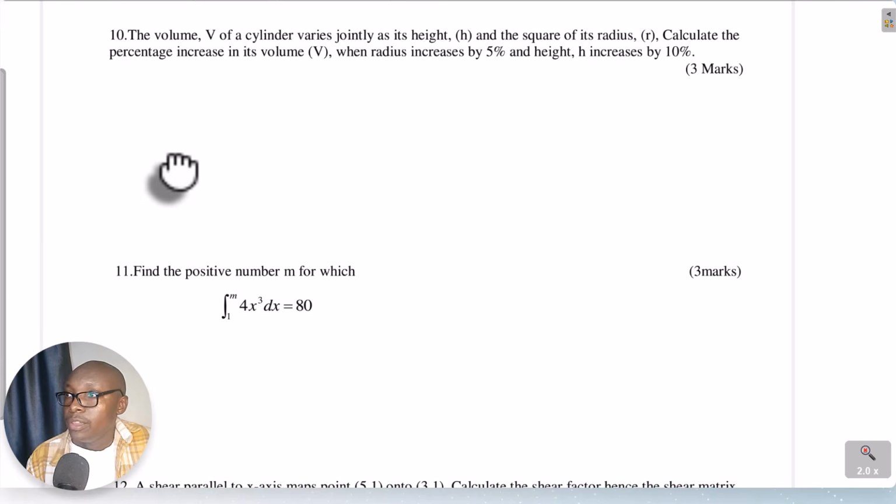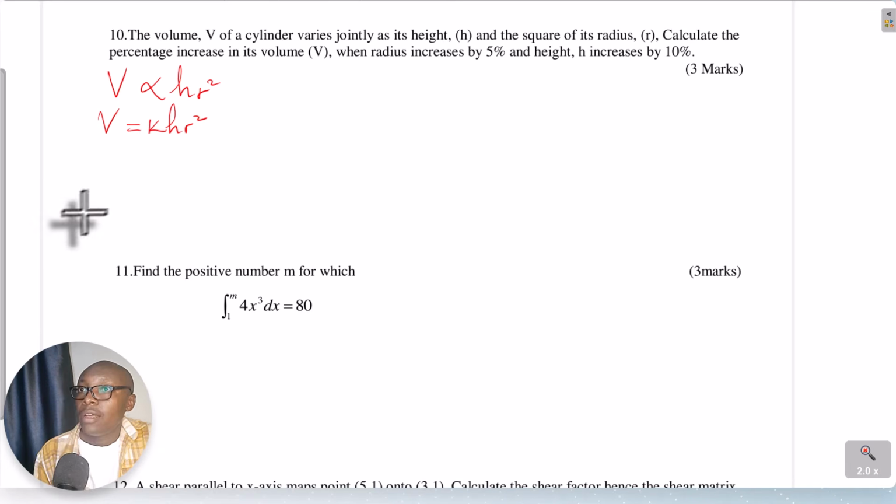Now for question 10, the volume V of a cylinder varies jointly as its height h and the square of its radius r. Let's write that relationship. So the volume V varies jointly as its height and as the square of the radius. Then once we remove this sign of proportionality, we introduce a constant, so we have V = k h r squared. Calculate the percentage increase in volume when the radius increases by 5% and the height increases by 10%.